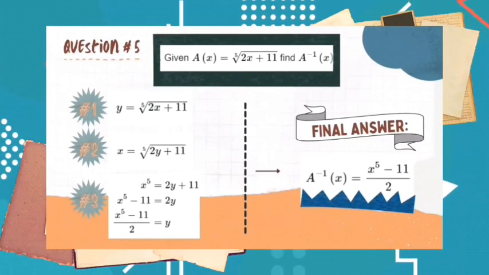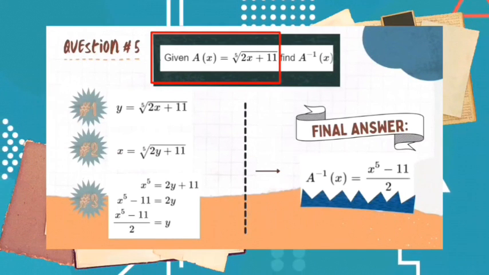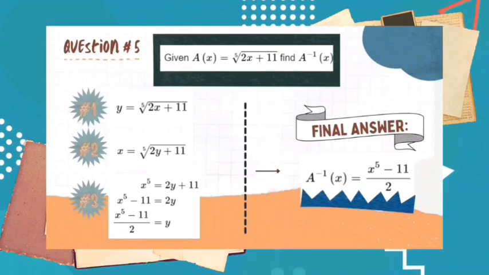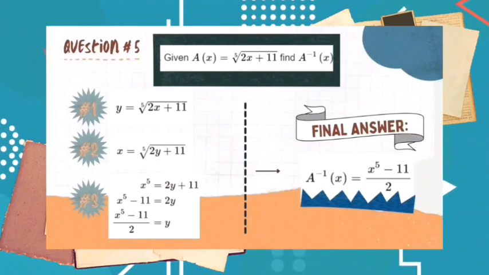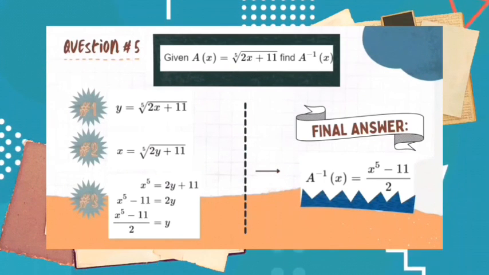Question number 5. Given a of x is the 5th root of 2x plus 11. Find its inverse. First, you write a of x as y. Second, replace all the x in the equation with y and vice versa. Now let's solve for y. First, we have to eradicate the radical on the right side of the equation. To be able to do this, we raise both sides of the equation to the exponent 5.